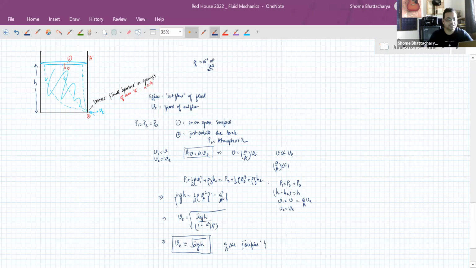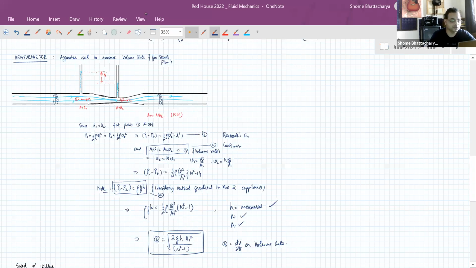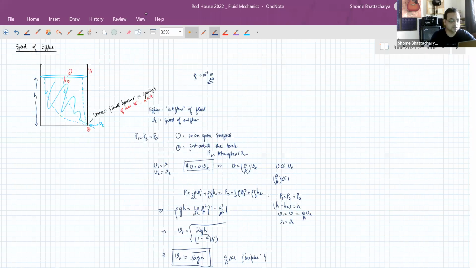So again, this is a standard application and you should memorize the formula, which is actually very easy to keep in mind because it is the same as the formula of free fall.